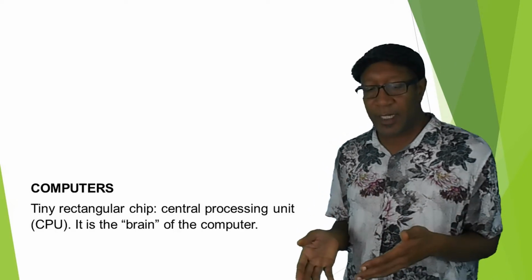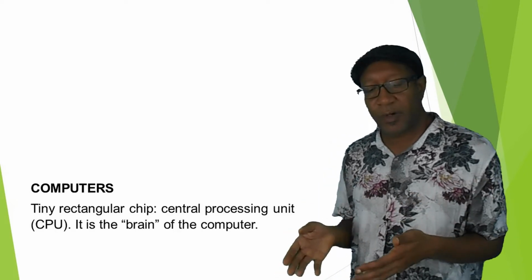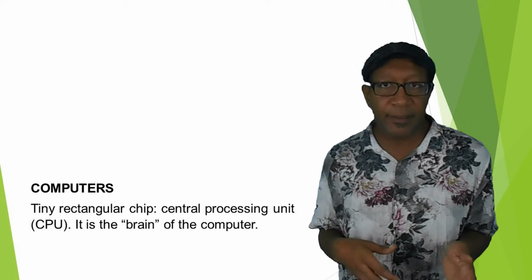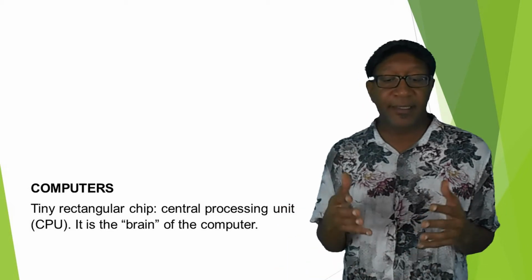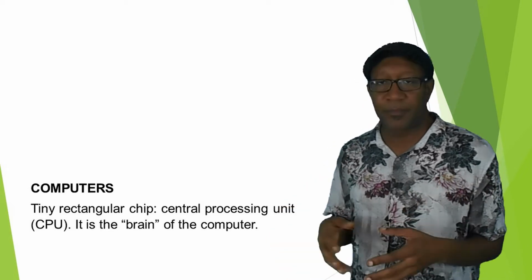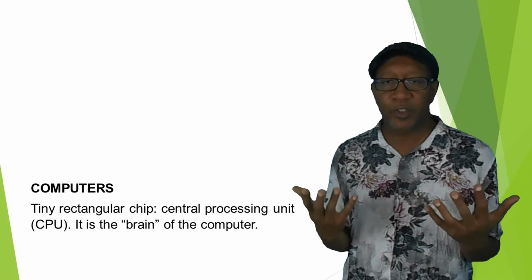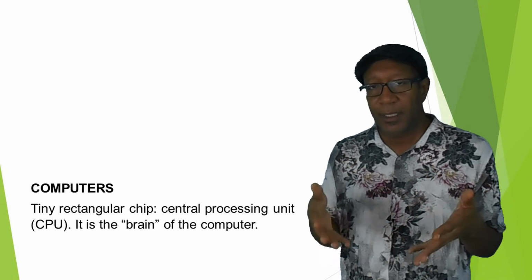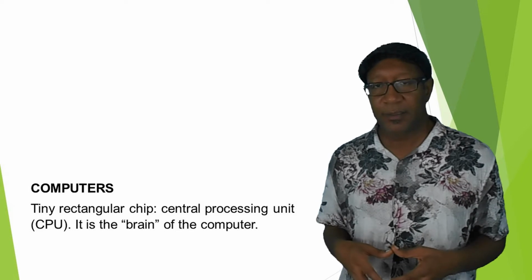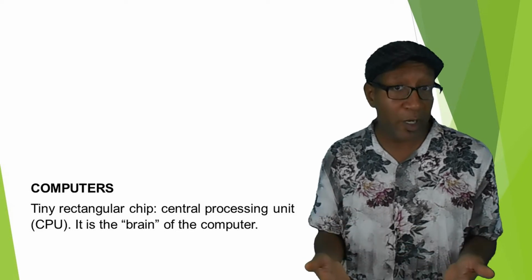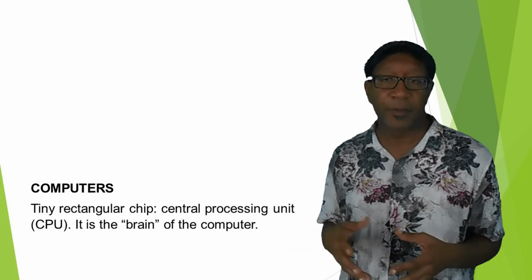Then in another part of the text we have this information. Tiny rectangular chip, central processing unit, CPU. It's the brain of the computer. So now we are talking about an internal hardware part of a computer.